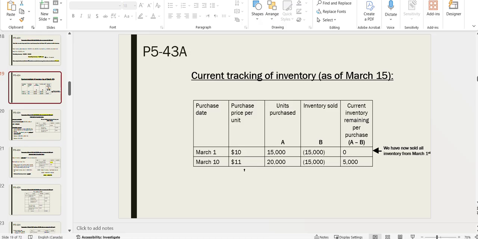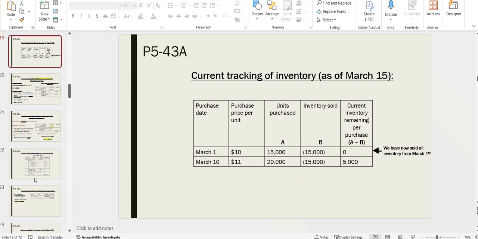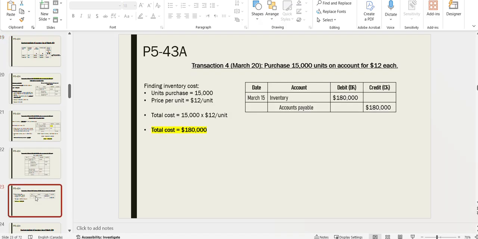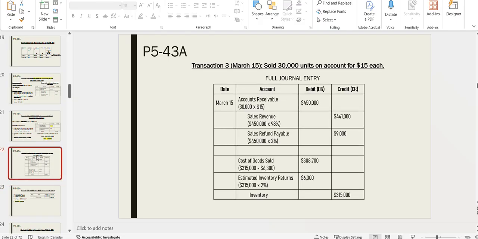Why? Because you purchase some units with a value, for example, here for $10 and $11, but you don't sell them at the same price. You want to make a profit. So you increase your selling price to $15 to make a profit. And you know that the difference between revenue and cost of goods sold is your profit.